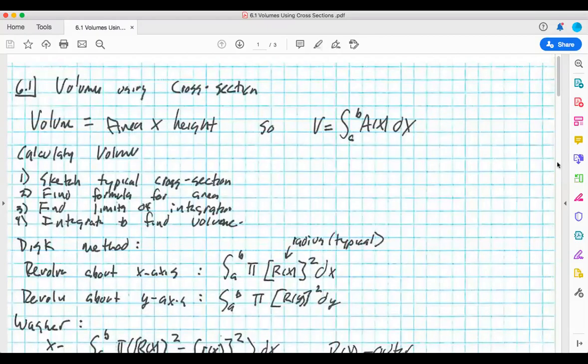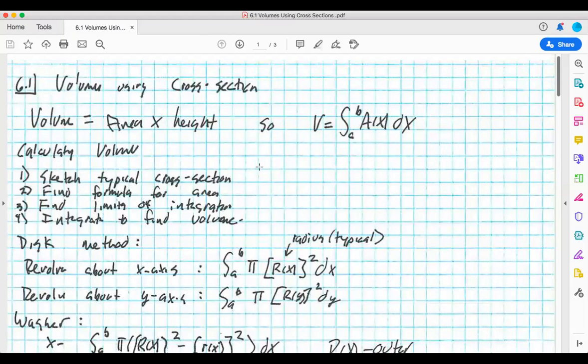Okay, so welcome to 6.1. In 6, we're finding volumes, not areas. So volume, we have a third dimension that we're going to be looking at. And we're going to be using cross sections. That's kind of what we're looking at.